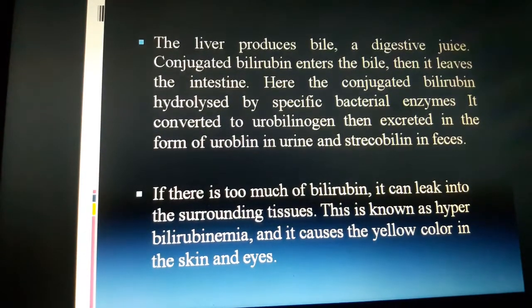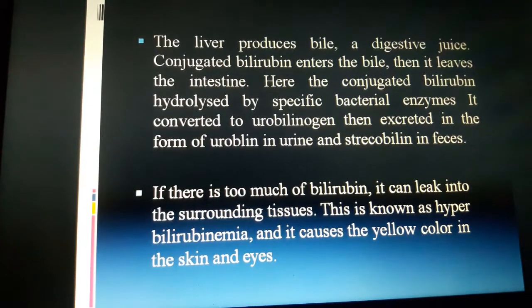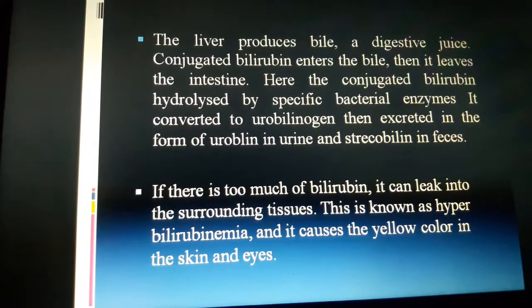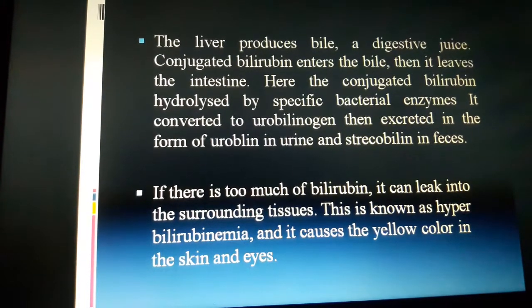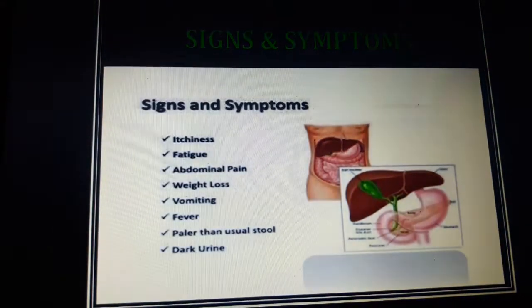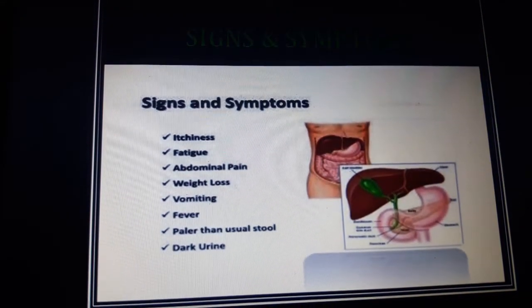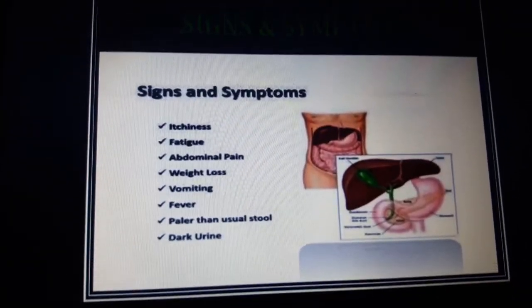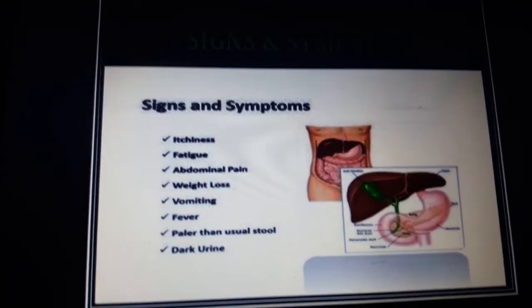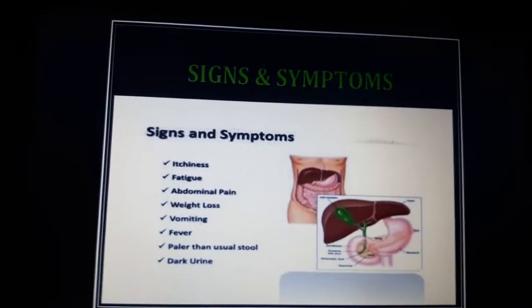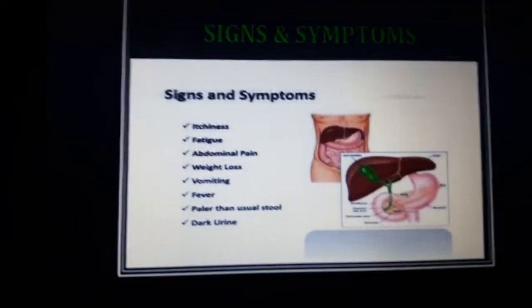If there is too much bilirubin, it can leak into the surrounding tissues. This is known as hyperbilirubinemia, and it causes the yellow color in the skin and eyes. This condition is called jaundice. What are the signs and symptoms of jaundice? There are itchiness, fatigue, abdominal pain, weight loss, vomiting, fever, paler than usual stool, and dark urine.